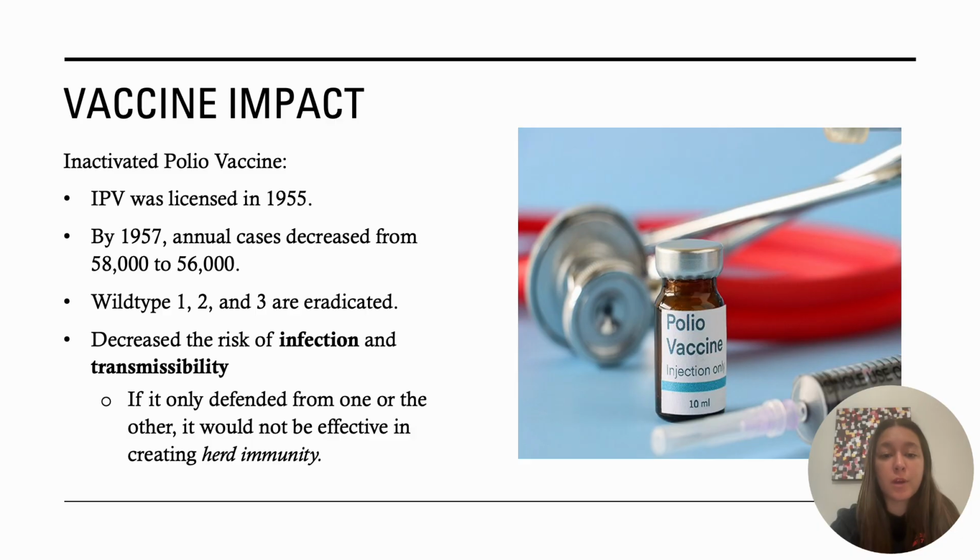Poliovirus has had 3 strains, wild types 1, 2, and 3. In 1999, wild type 2 was eradicated, followed by wild type 3 in 2020. The vaccine was able to help stop the spread of polio because it decreased the risk of both infection and transmissibility. Had the vaccine only been capable of stopping either the infection or the transmissibility, it wouldn't have been an effective method to begin working towards herd immunity.